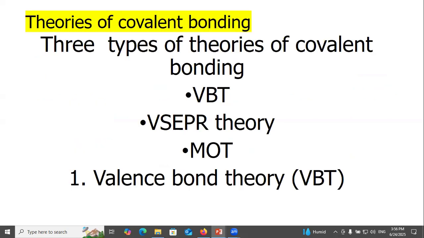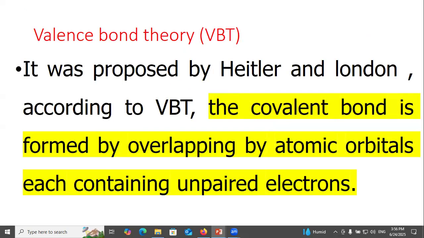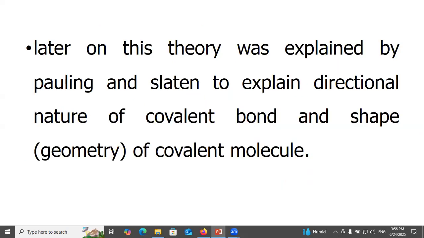Theories of covalent bonding. 3 types of theories of covalent bonding: valence bond theory, valence shell electron pair repulsion theory, molecular orbital theory. First of all, valence bond theory, VBT. It was proposed by Heitler and London. According to VBT, the covalent bond is formed by overlapping of atomic orbitals, each containing unpaired electrons.